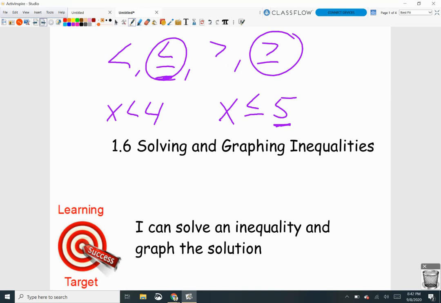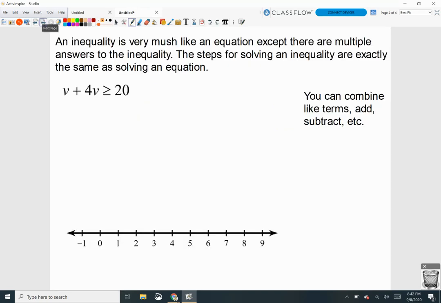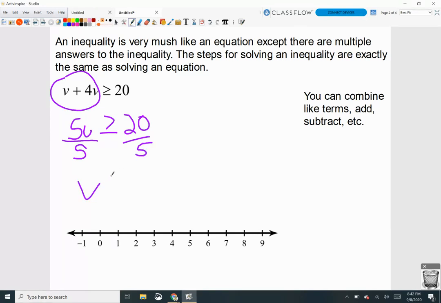As far as solving the inequality, it is primarily the same as solving an equation. The only difference is what you do at the very end of that solution process and what you do with your answer. So solving this just like an equation, I've got a couple of variable terms to combine. When I add those together, I get 5v is greater than or equal to 20. Divide out your 5, just like you would if it were an equation. v is greater than or equal to 4.